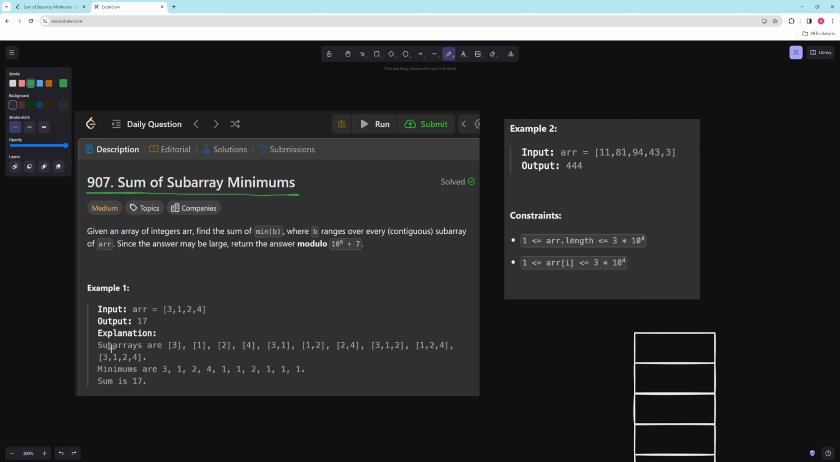So here's example 1. They show you all the possible subarrays. So this is every single subarray that's in this array. And you basically take the min of each one, and you add them together. So here it is: 3, 1, 2, 4, 1, 1, 2, 1, 1, 1. Add them together and you get 17. This one's kind of a lot, so a lot of numbers.